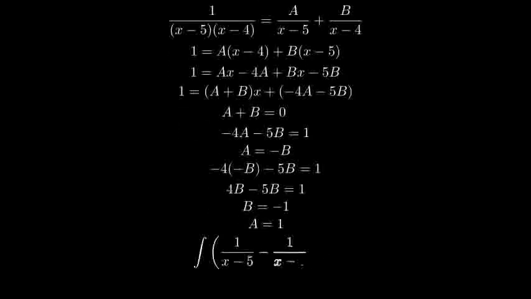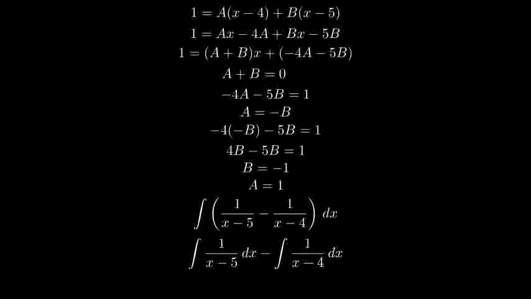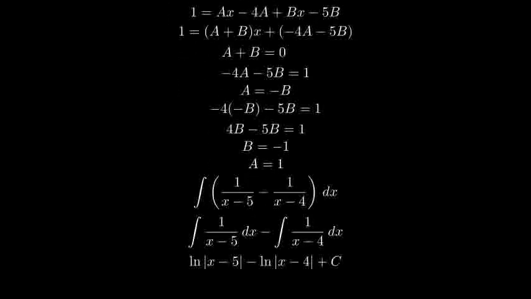Now that we have A equals 1 and B equals negative 1, let's move on to evaluating the integral. We will substitute A and B back into our partial fraction decomposition. This gives us the integral of 1 over x minus 5 minus 1 over x minus 4 with respect to x. We can evaluate this integral by splitting it into two separate integrals: the integral of 1 over x minus 5 with respect to x minus the integral of 1 over x minus 4 with respect to x.